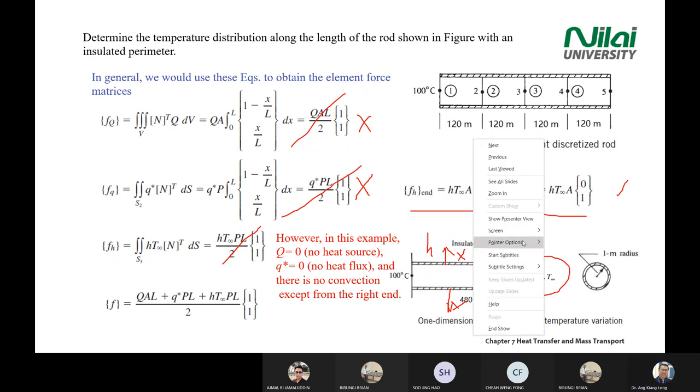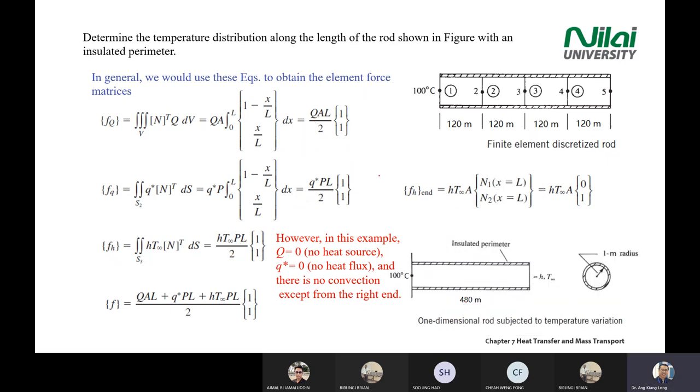Okay, so I just give you one example on one condition of how you use it. In what case do you need to use the first one to find the force? If you're given, let's say I have a rod, and I insert one heat element in the middle of the rod. I give you the value of Q.